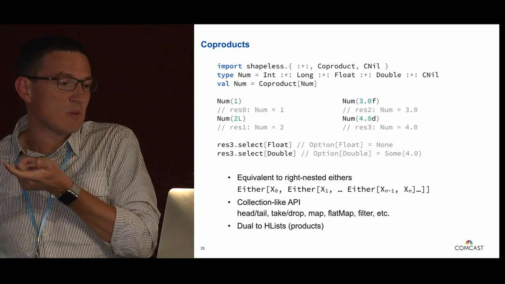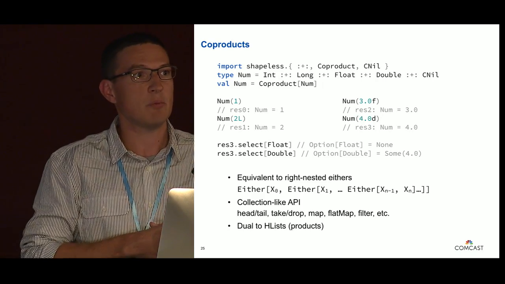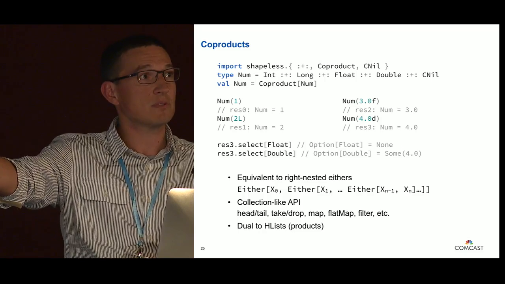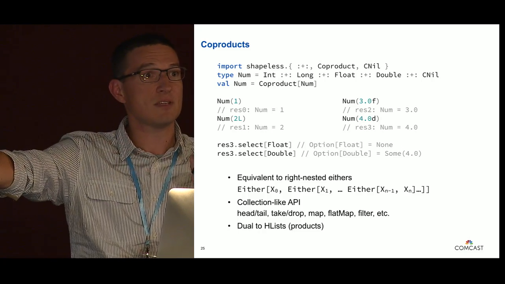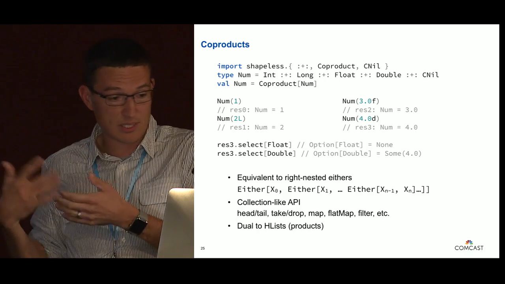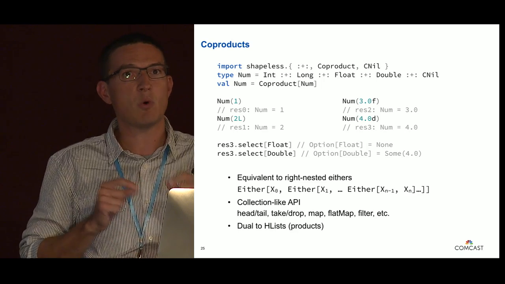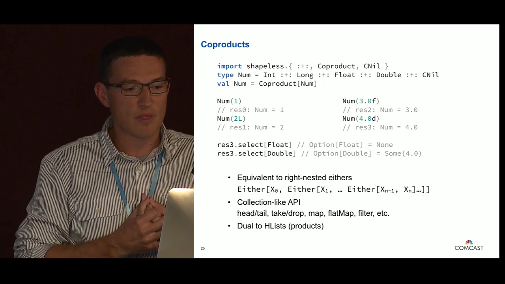So a coproduct's just going to represent like an Either-n, if you will. An Either that I can have a choice of exactly one type amongst any number of types. One good way to think about it is a set of right-nested Eithers, but with nice syntax for working with it. It has collection-like APIs. We can do things like map and flatMap and filter. Maybe not quite in the way that we're used to from working with standard collections, but nonetheless, there are ways to map these things.